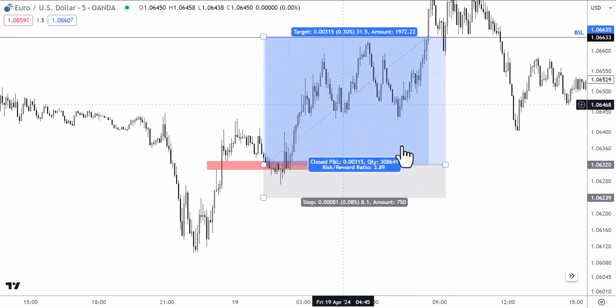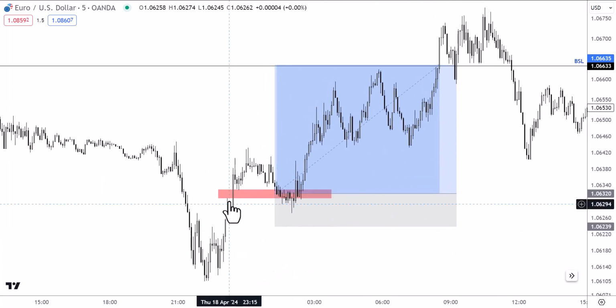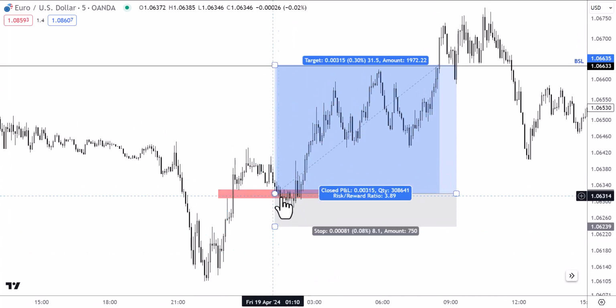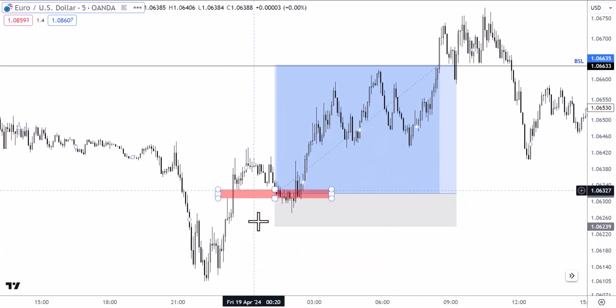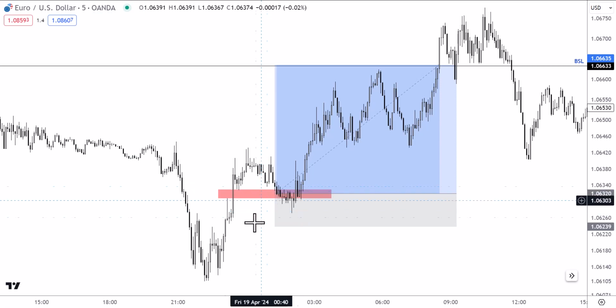But this definitely is a nice setup to take, where we see the internal range of liquidity, finding our setup. You know, we see that we have a bullish narrative, and we're just looking to take advantage of price action moving in our favor.